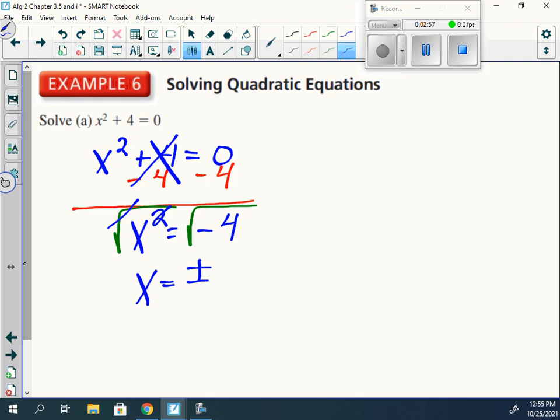Now, the square root of negative 4, the negative we know is going to come out as i. And what is the square root of 4? So the square root of negative 4 would be 2i. Then we have the plus and minus. So for this one here, x is equal to plus or minus 2i. And that would be the solution.